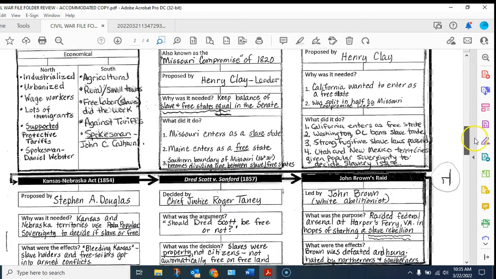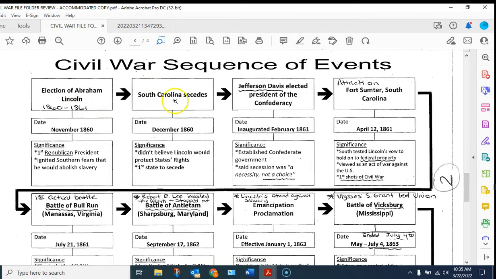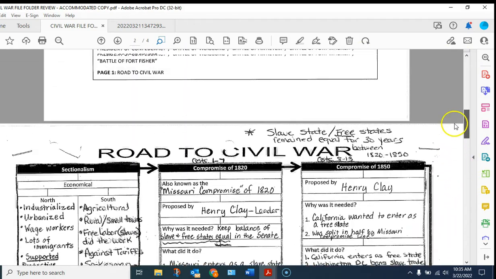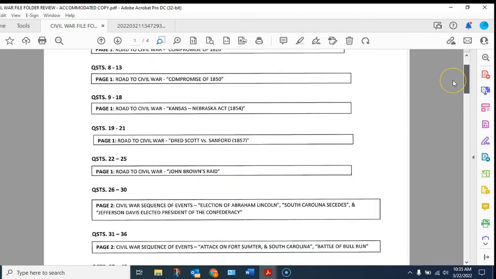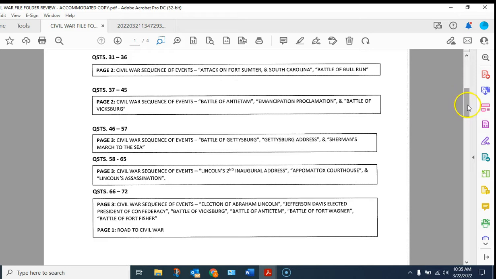So let's go down here to page 2. And here it is: Election of Abraham Lincoln, South Carolina secedes, and Jefferson Davis elected president of the Confederacy. These 3 boxes you will use to answer questions 26 through 30. So you're not going to be searching throughout the whole page. Just go to the sections that we direct you to.